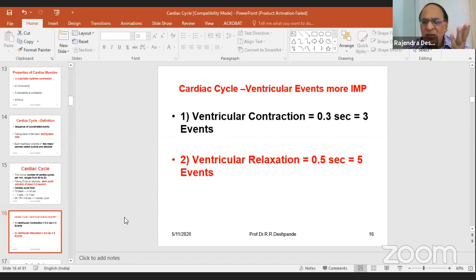Somebody will ask, sir, here you are not mentioning atrial contraction and atrial relaxation. Don't worry, my dear friends. Atrial contraction and atrial relaxation are there. I am not saying they are not there. But for practical purposes they are much less important, because they just do the filling, and we want the blood to go to the whole body. That's why ventricles are more important than atria. Write down this sentence: ventricles are more important. So ventricular events are more important than atrial events. Don't forget this.